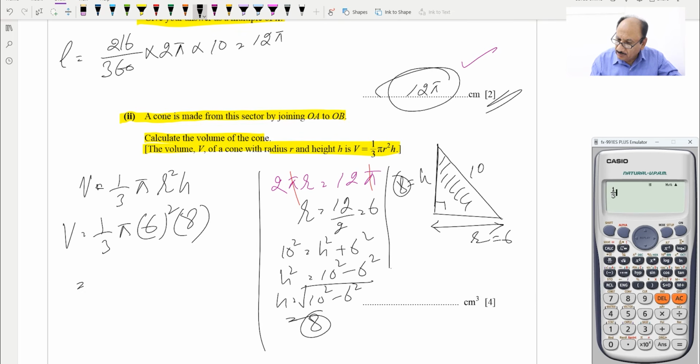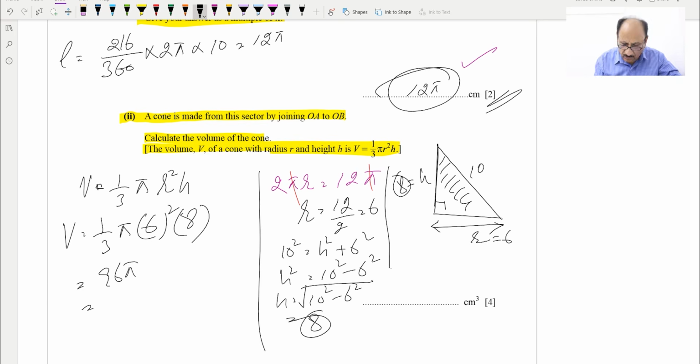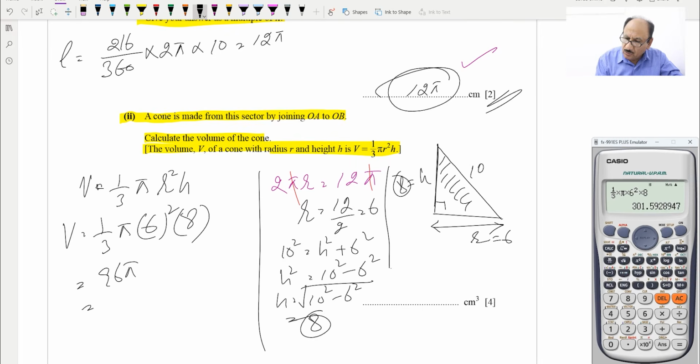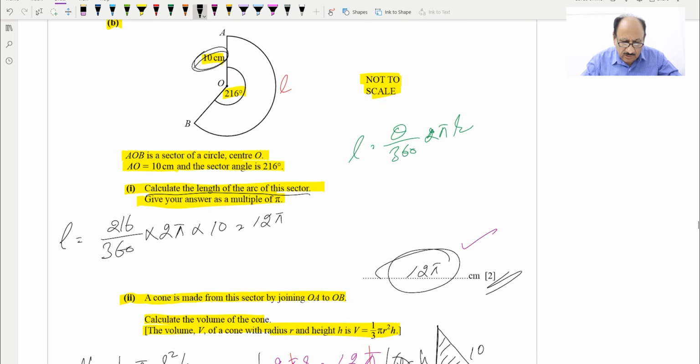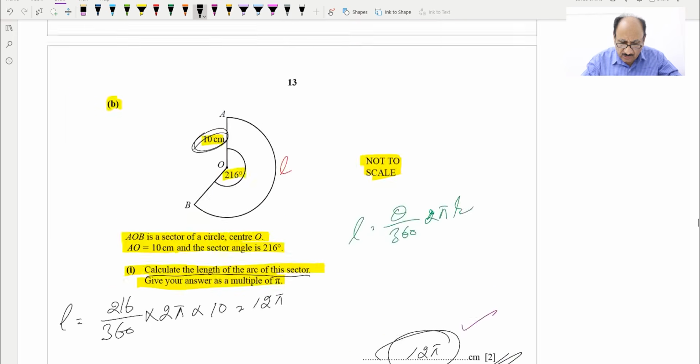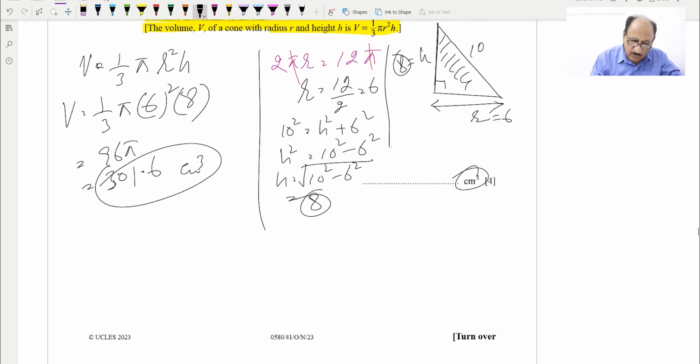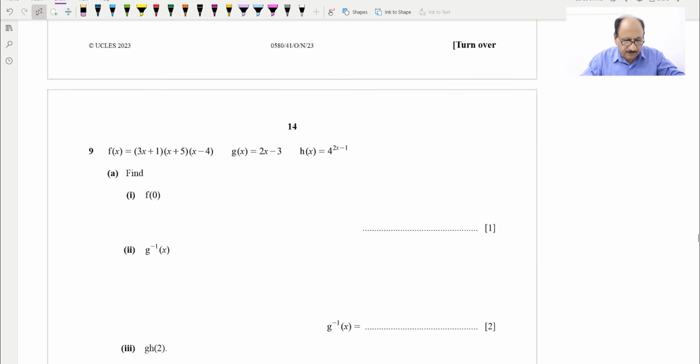So 1 by 3 into this pi, and multiply by 6 square into 8 will give us 96 pi, and in decimal we can calculate. This will be 301.59 or 301.6. This will be in centimeter cube. This will be our answer. Hopefully you understand this. This is in centimeter cube. Everything is in centimeters, so this will also be centimeter cube. So 301.6 will be our final answer for 4 marks.